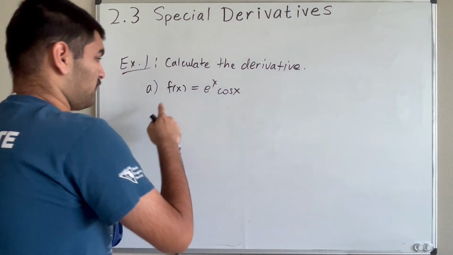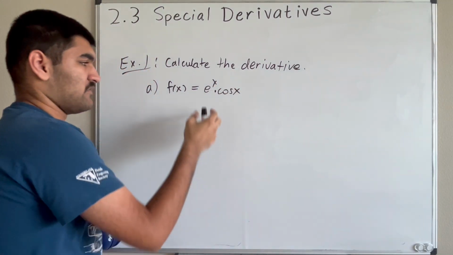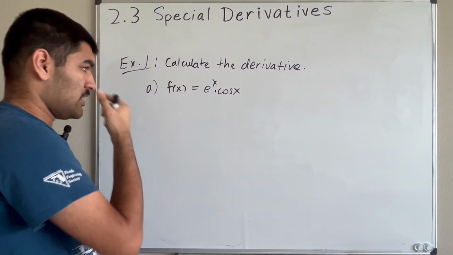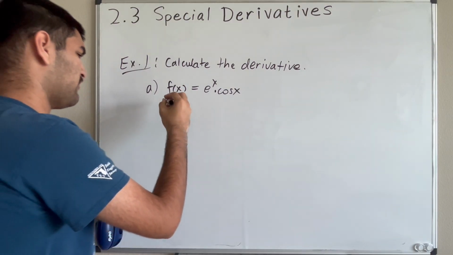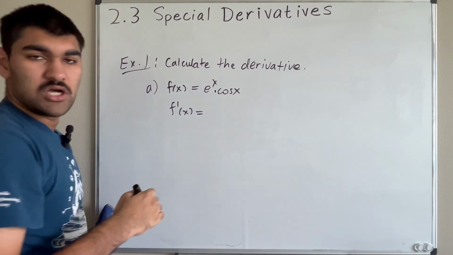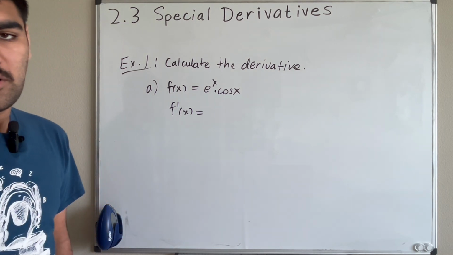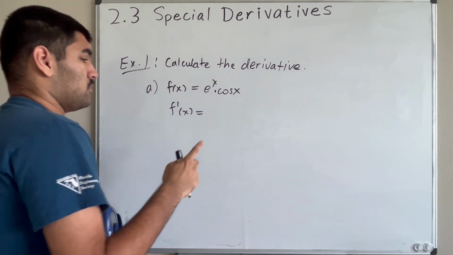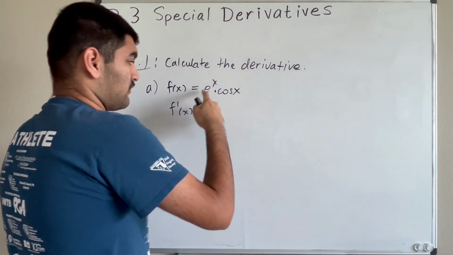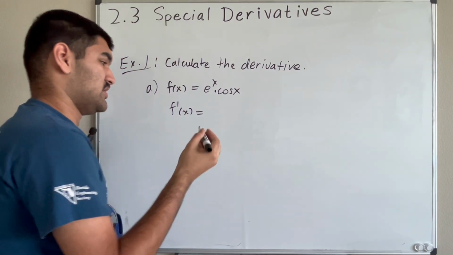Okay, so for this one, we have e to the x times cosine x, right? So we have a product of two functions. Therefore, in order to find f prime of x, we should use the product rule. So again, what does the product rule say? It says that you differentiate each function one at a time. So we can differentiate e to the x first. So what's the derivative of e to the x? It's just itself, right?